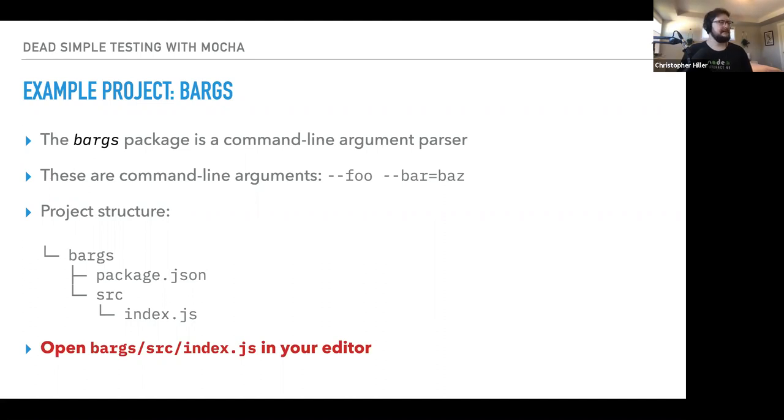And let's take a look at the project structure. You should see a package.json and a src directory. I would like you to open the /src/index.js file in your editor. And if you cannot, I will show the code here next, but it's probably going to be easier for you to just take a look at it.